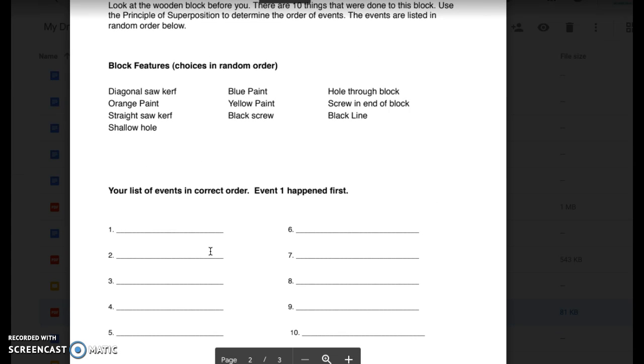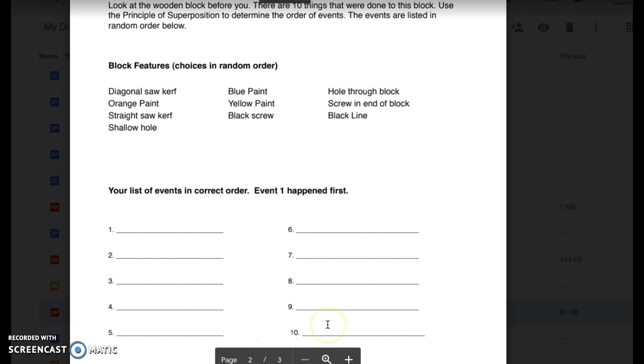This is the general idea. I can use this one. It doesn't look totally identical to your page, but it's close. So if you look on page 1, you'll see that you have a bunch of these kind of words. These are different things that have been done to the wooden block. So if the sub could hold up the wooden block and kind of show everybody, it's been painted, there's been cuts put into it, it's been drilled, and there's been screws put in. And your job with a group is to try to figure out the order of events, what happened first, second, and third, and so on, all the way up to number 10.